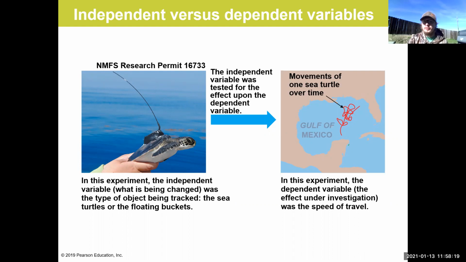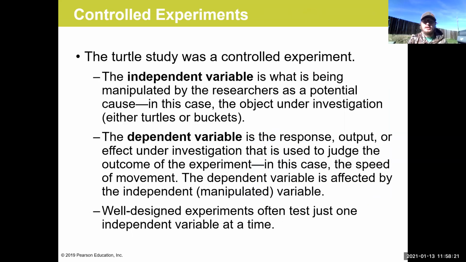Okay, so basically in a study, you have an independent variable and a dependent variable. So again, the independent variable is what you're changing, what you're manipulating. So that's the turtles and the buckets. And then the dependent variable is the response, or what you're measuring, or the outcome of the experiment. So it would be the speed of movement. So how fast are the buckets moving and how fast are the turtles moving?